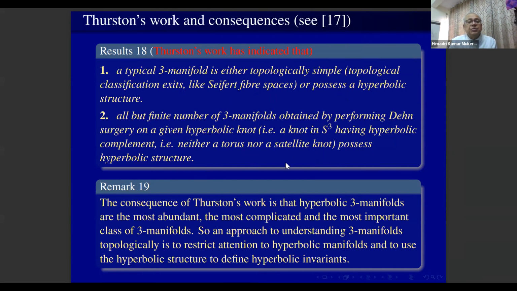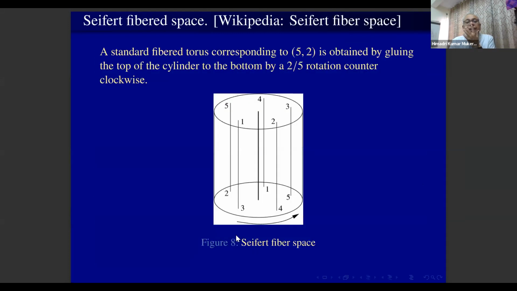The consequence of Thurston's work is that hyperbolic three-manifolds are the most abundant, the most complicated, and the most important class of three-manifolds. So an approach to understanding three-manifolds topologically is to restrict attention to hyperbolic manifolds and to use the hyperbolic structure to define hyperbolic invariants.